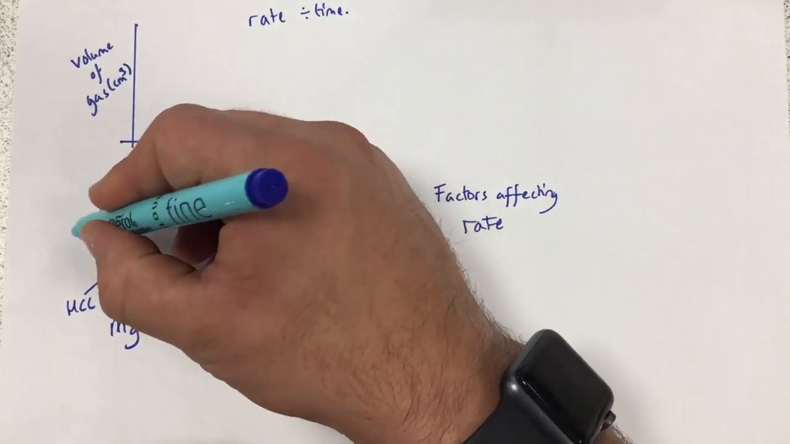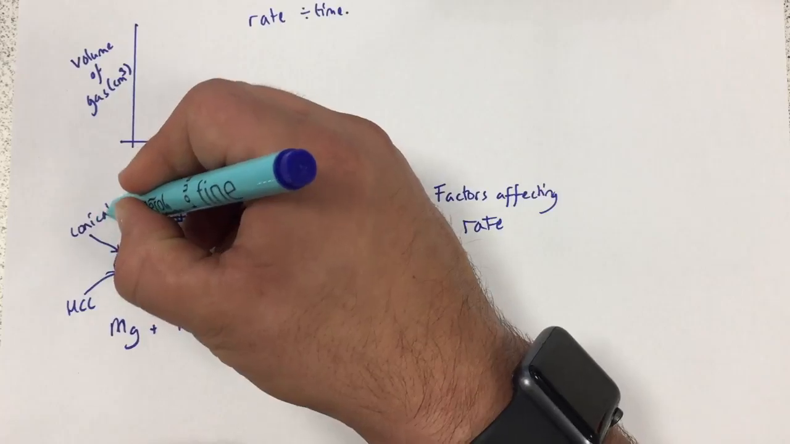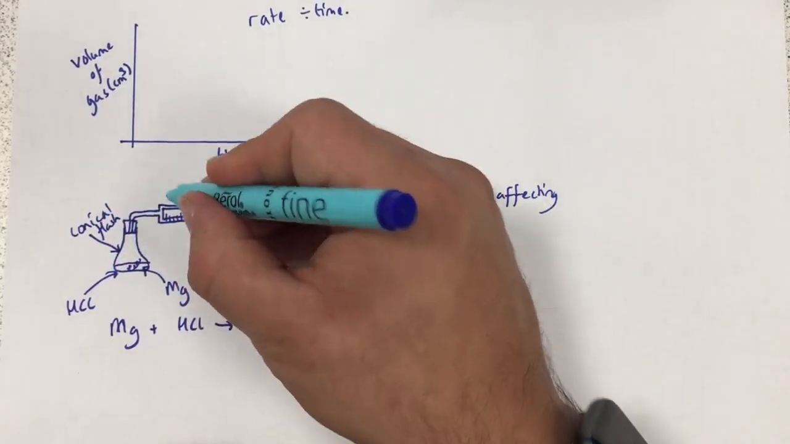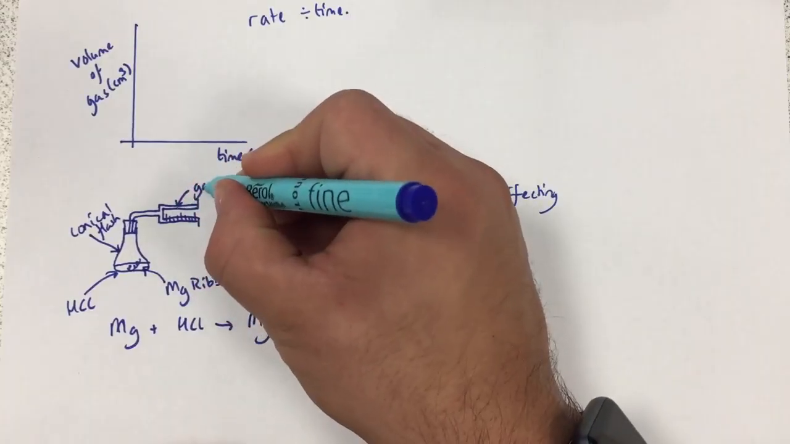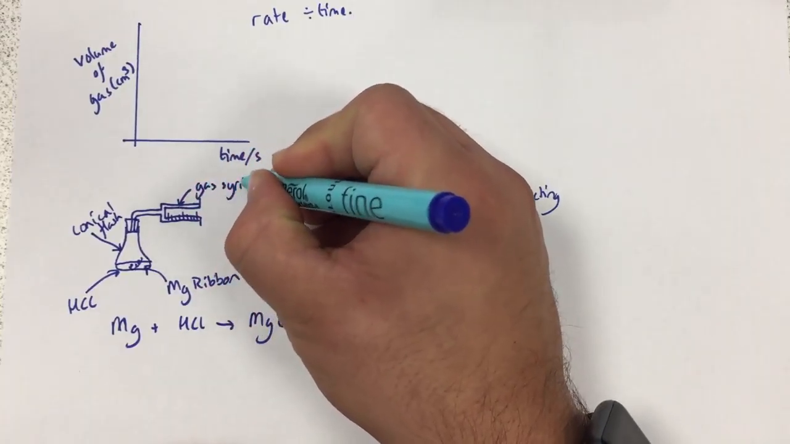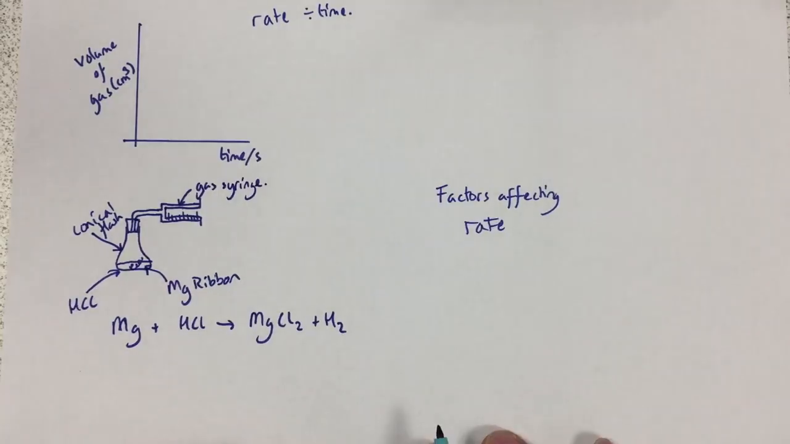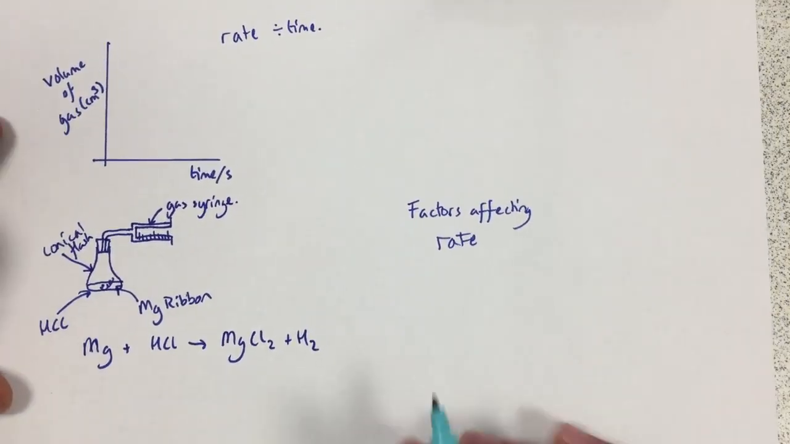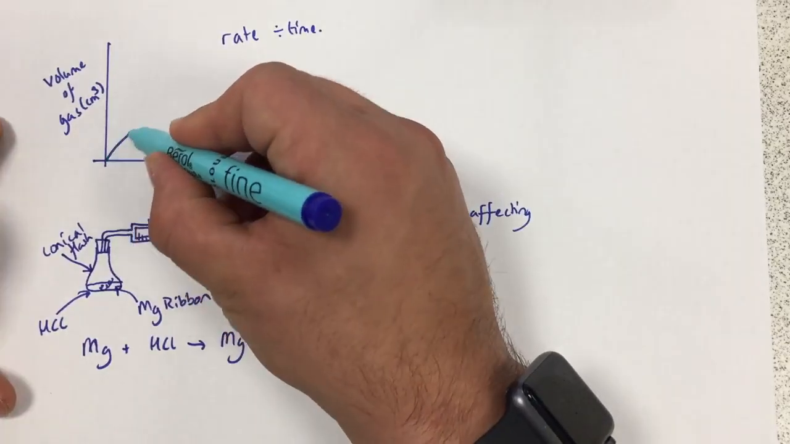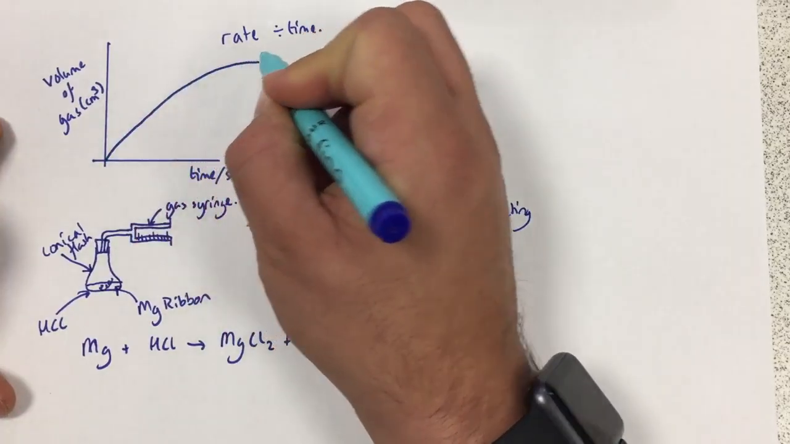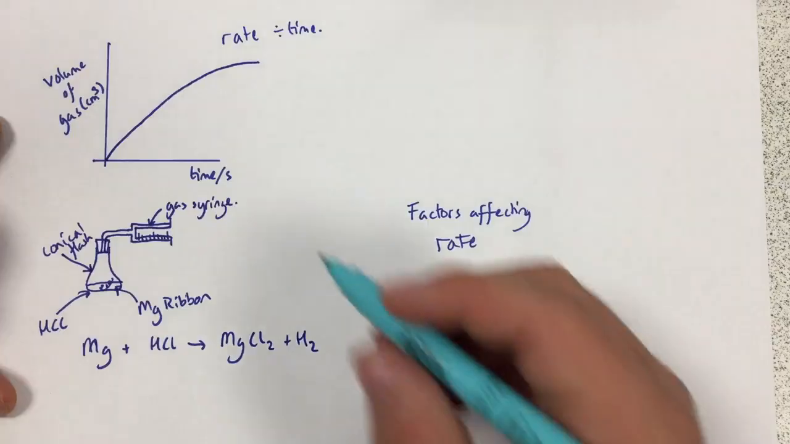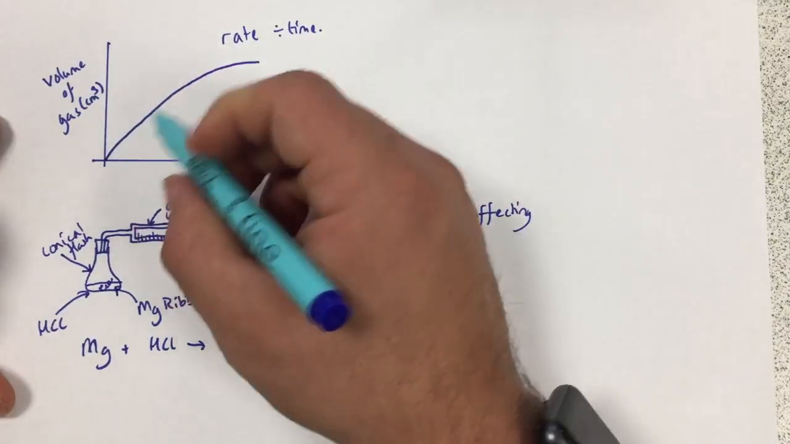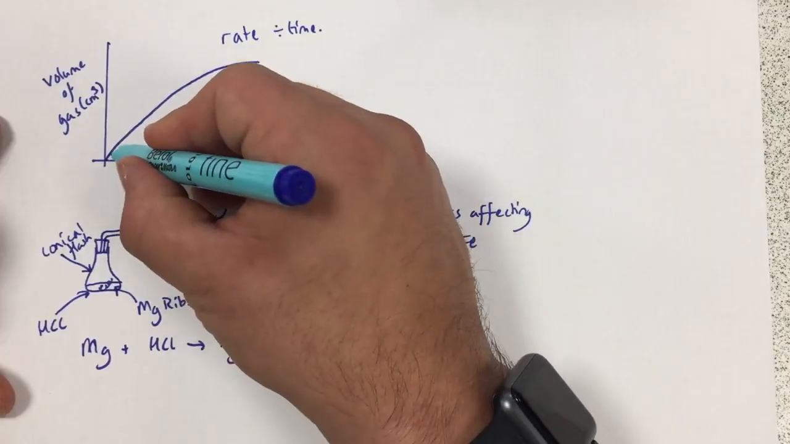So I need a conical flask to do my reaction in, a bung and a delivery tube, and then this piece of equipment, which is a gas syringe, and that we can use to measure the volume of gas that is produced. If I then plot that as a graph, it will look something like that.